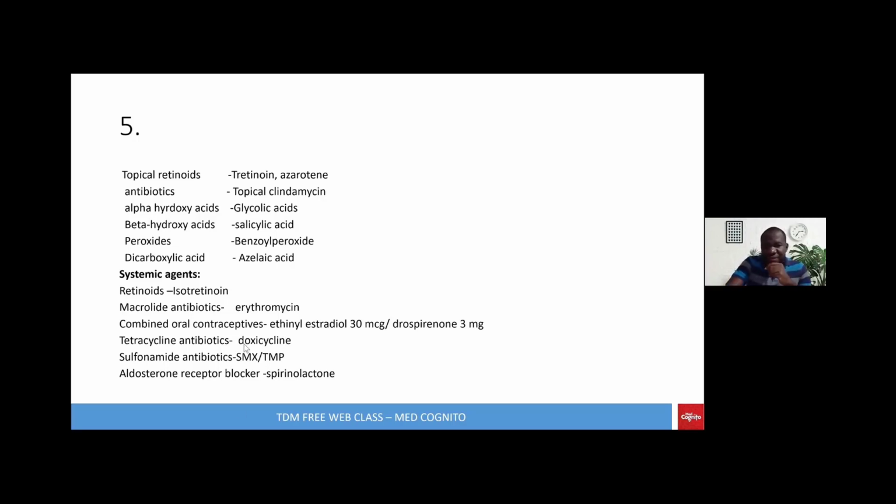So you cannot write doxycycline and minocycline because they belong to the same class, and you won't score points because the question asks for different classes, right? So if you are doing systemic, mention systemic agents in different classes. You cannot put two medications that are all in one class. I hope that point is clear.